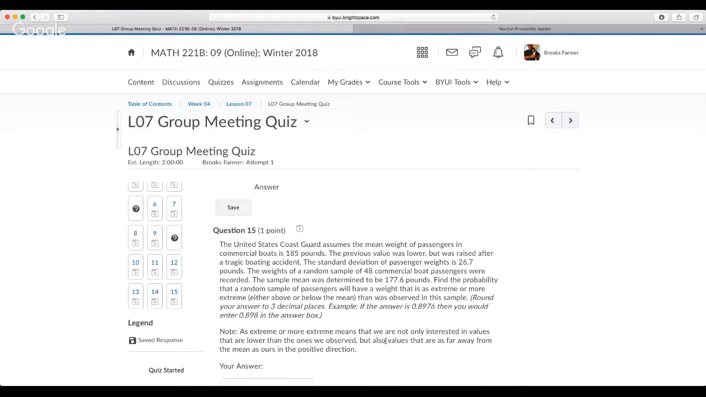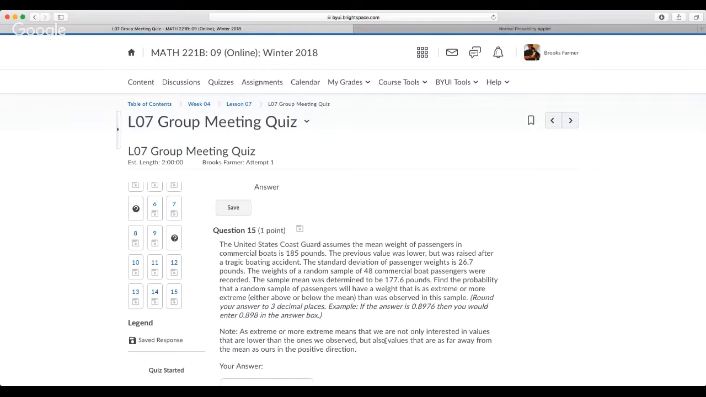Okay. All right. 15. The United States Coast Guard assumes the mean weight of passengers in commercial boats is 185 pounds. The previous value is lower, but was raised after a tragic boating accident. The standard deviation of passenger weights is 26.7 pounds. The weights of a random sample of 48 commercial boat passengers were recorded. The sample mean was determined to be 177.6 pounds. Find the probability that the random sample of passengers has a weight that is as extreme or more extreme, either above or below the mean, than was observed in the sample.